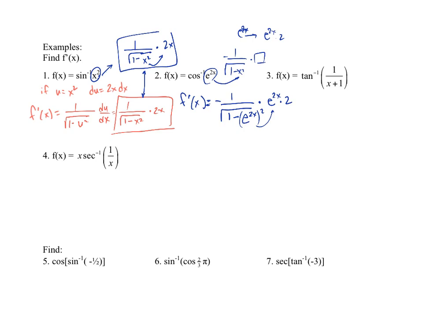So we can try to clean this up a little bit. Not much. Nothing's really going to clean up in this. This would be negative 2e to the 2x all over the square root. You could rewrite this as 1 minus e to the 4x.